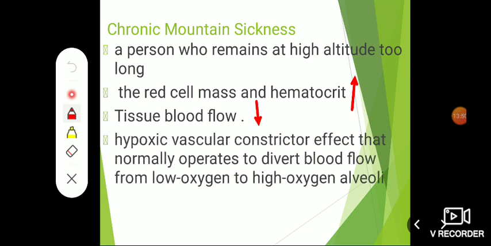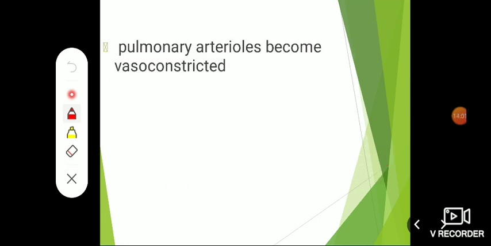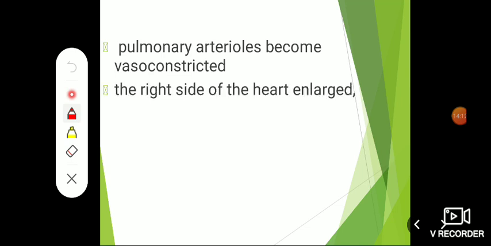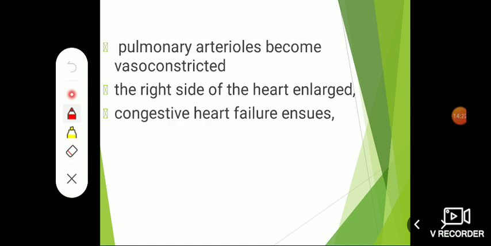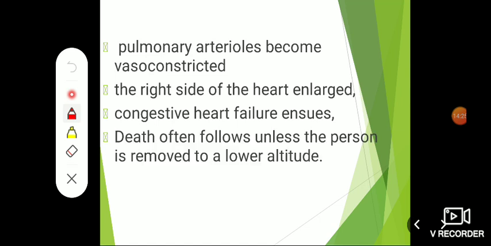The hypoxic vasoconstriction effect, which normally operates to divert blood flow from low oxygen to high oxygen alveoli, increases. Pulmonary arteries become constricted, because we know one of the important responses of pulmonary arteries to hypoxia is vasoconstriction. This will lead to a rise in pulmonary blood pressure, which is called pulmonary hypertension. The right side of the heart will enlarge because of pulmonary hypertension. There is more pressure on the right side. It can lead to congestive cardiac failure, and death often follows unless the person is removed to a lower altitude.